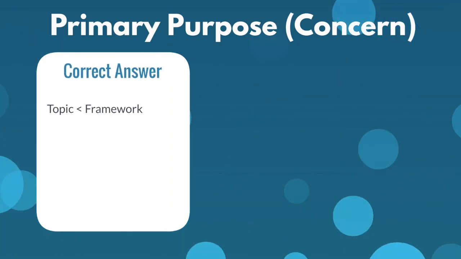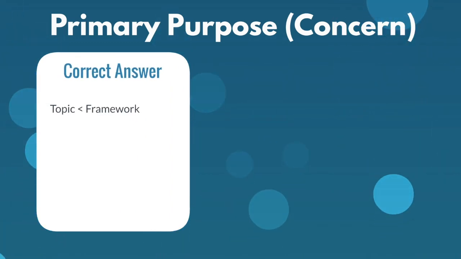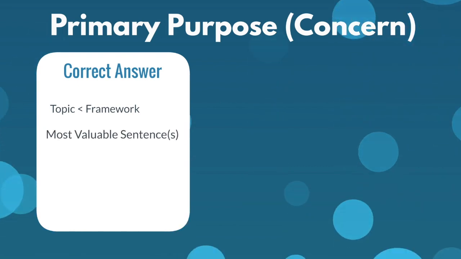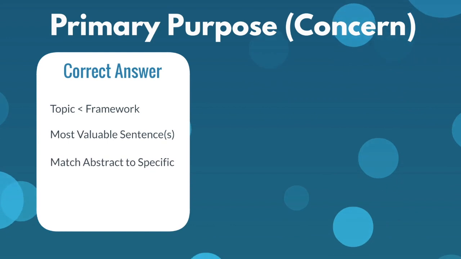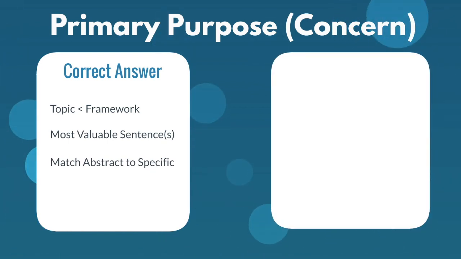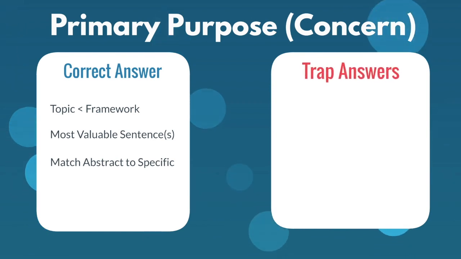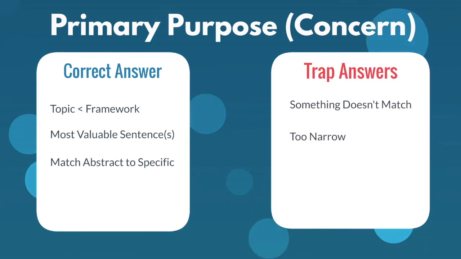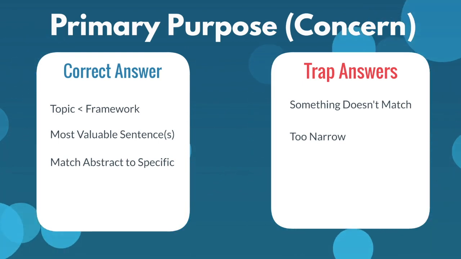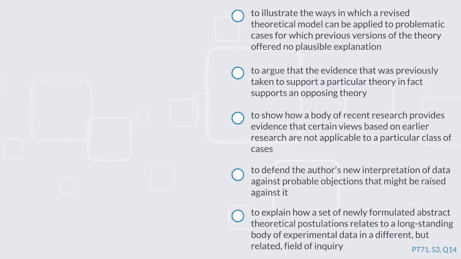Primary purpose, primary concern is more about framework than topic. They might not even use the topic. It'll still feel like the most valuable sentences, but it won't have any of those specific nouns. It'll be a more abstract version. Meanwhile, the wrong answers are going to mainly be wrong just because you can point to some abstract term that doesn't match up with anything. Occasionally everything matches, but it's just too narrow, more narrow than the correct answer.